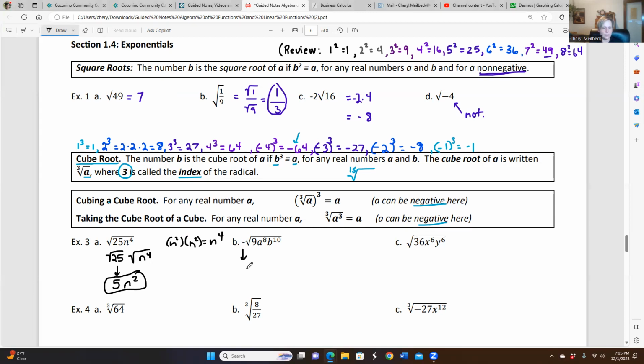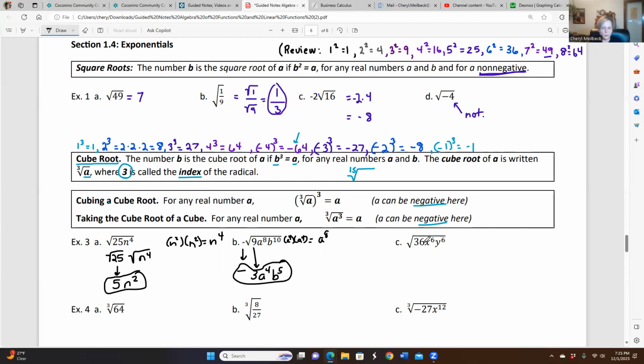Looking here, this negative is on the outside. That's totally fine. We can just bring it down. If we look at the square root of 9, that will give us 3. The square root of a to the 8th, we're thinking, what times itself gives me a to the 8th? That would be a to the 4th times a to the 4th, because when you multiply variables, you add their exponents. So the square root of a to the 8th would be a to the 4th. Square root of b to the 10th, similarly, would be b to the 5th. So our answer here would be -3a to the 4th b to the 5th.